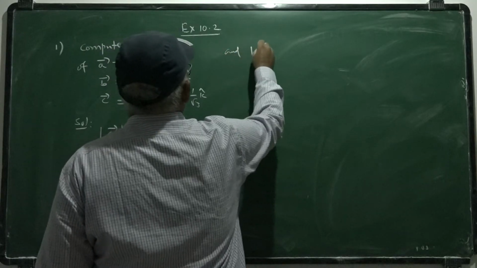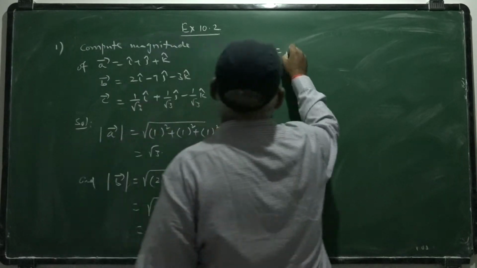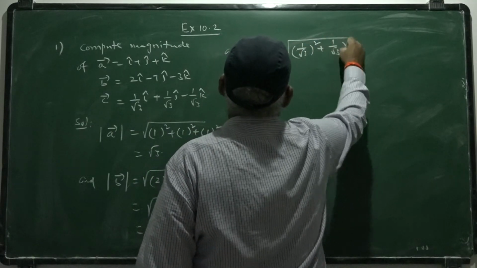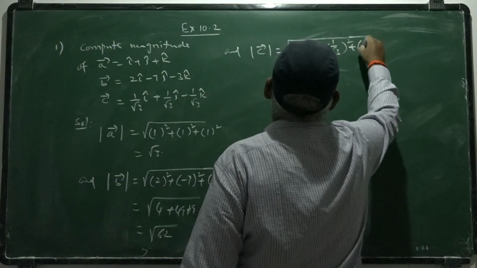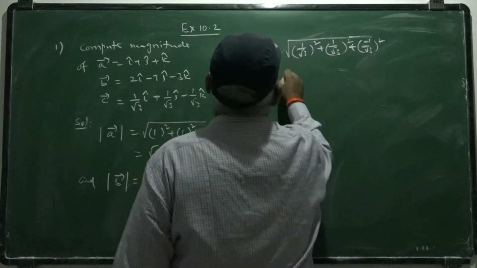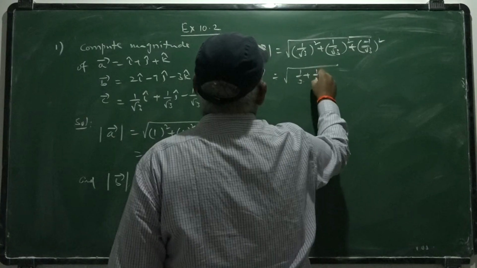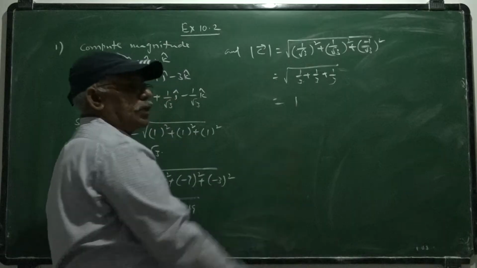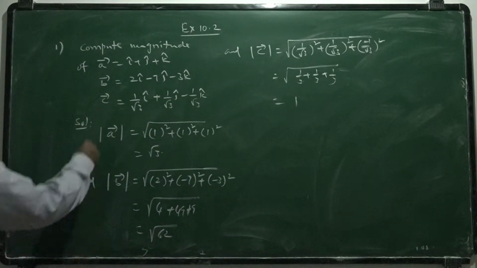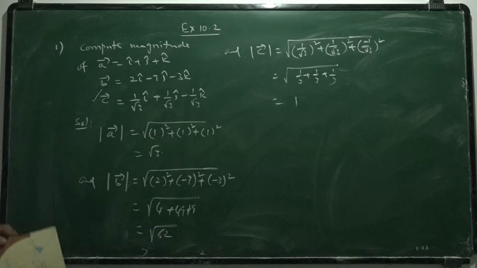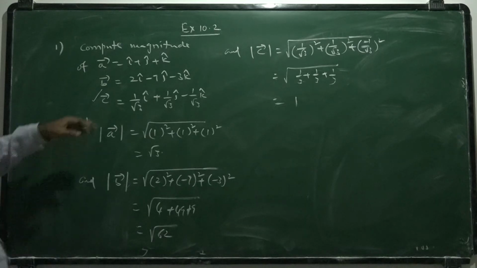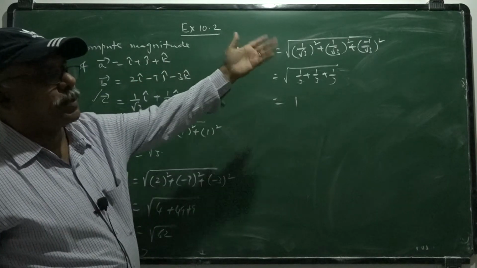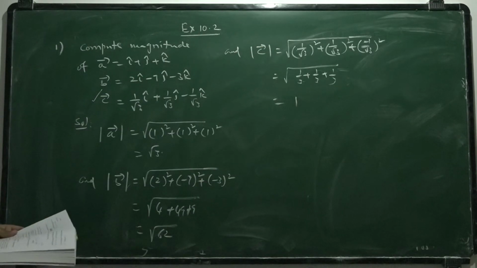And modulus of C bar is the square root of 1 by root 3 square plus 1 by root 3 square plus minus 1 by root 3 whole square. That is 1 by 3 plus 1 by 3 plus 1 by 3, that is 1. Since the magnitude of C bar is 1, it is clearly a unit vector. The magnitude of a vector given in ijk form, xi plus yj plus zk, is the square root of x square plus y square plus z square.